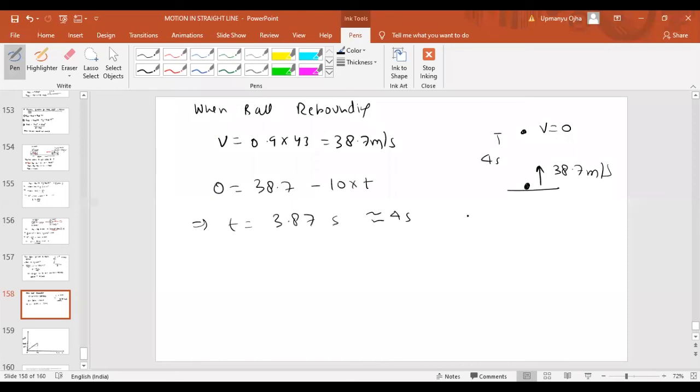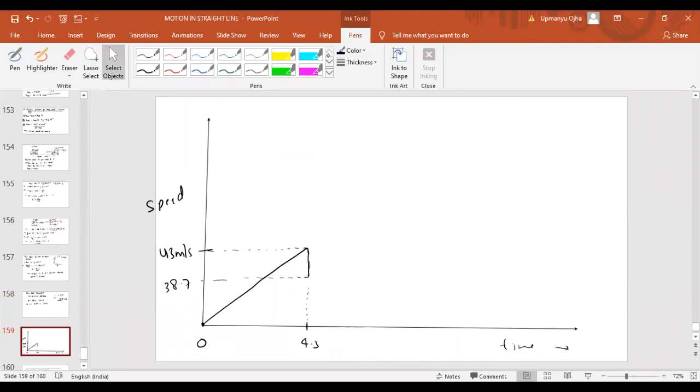4 seconds from which point? When it is rebouncing. So we can add 4 seconds here. That would be how much? 8.3 seconds. Up to 8.3 seconds, its velocity is decreasing and it becomes zero at the highest point.